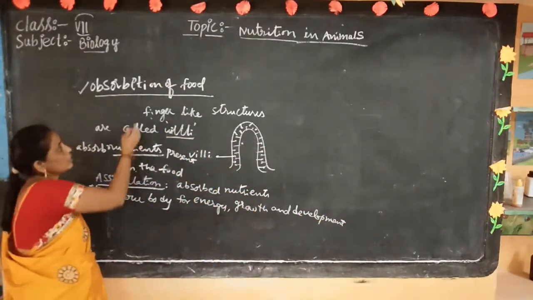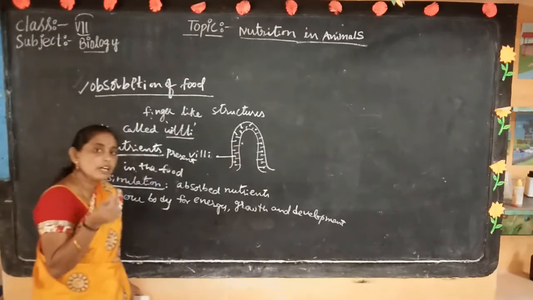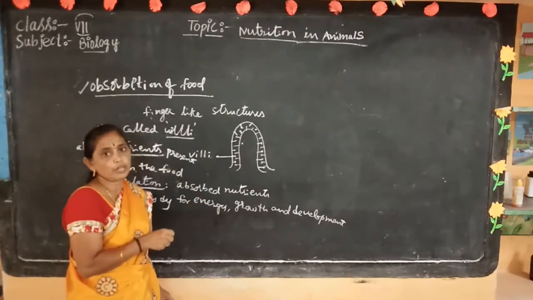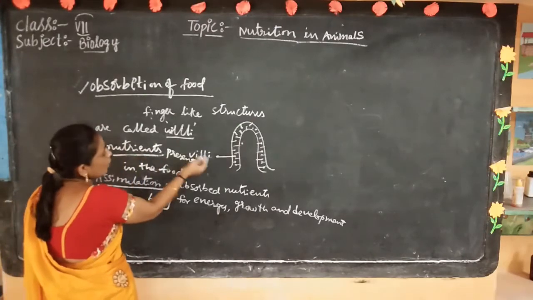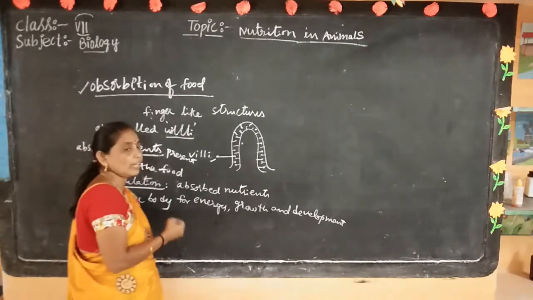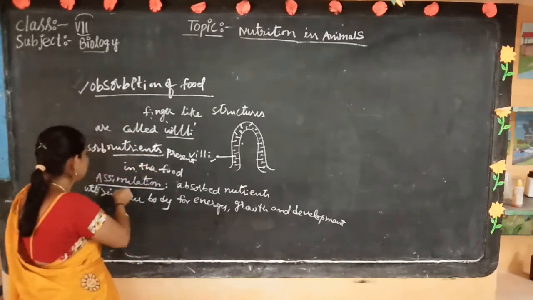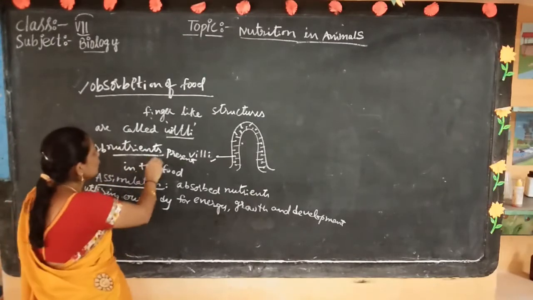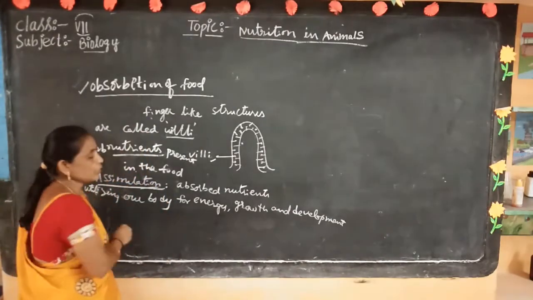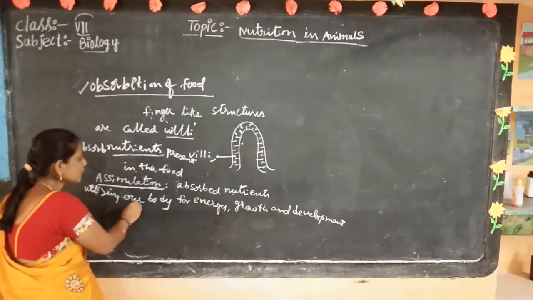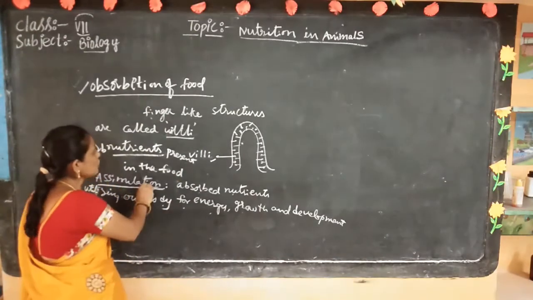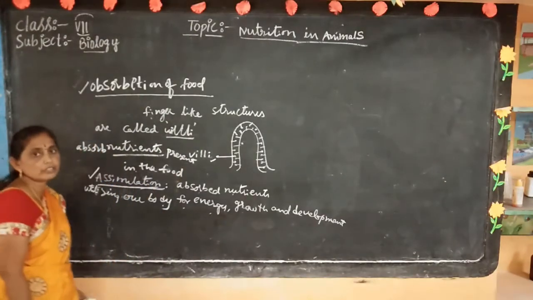For absorption of food, finger-like structures are present in the small intestine. Once digested food enters the small intestine, the nutrients are absorbed by small finger-like structures, which have many capillaries, arteries and veins. The absorbed nutrients are then transported to different parts of the body. Assimilation: absorbed nutrients are utilized by our body for energy, growth and development. This process is called assimilation.